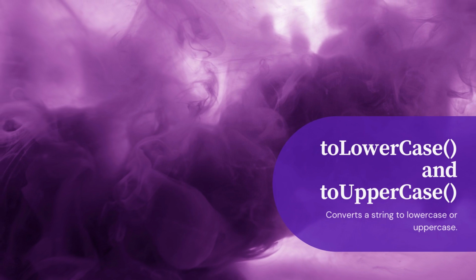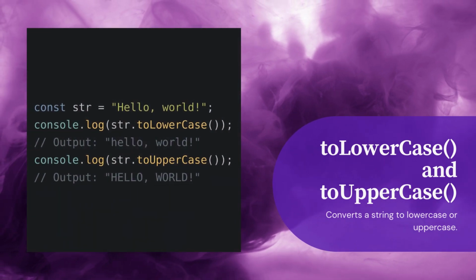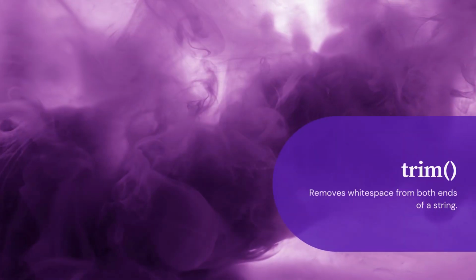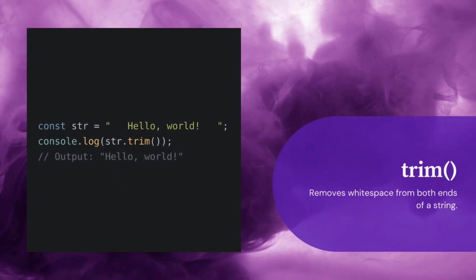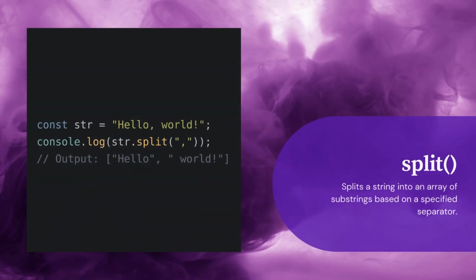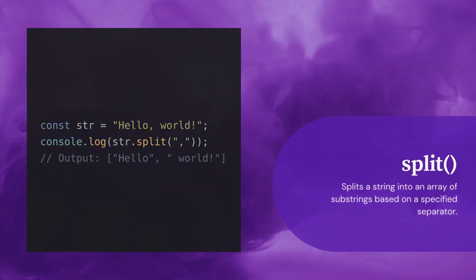toLowerCase and toUpperCase convert a string to lowercase or uppercase. trim removes white space from both ends of a string. split splits a string into an array of substrings based on a specified separator.